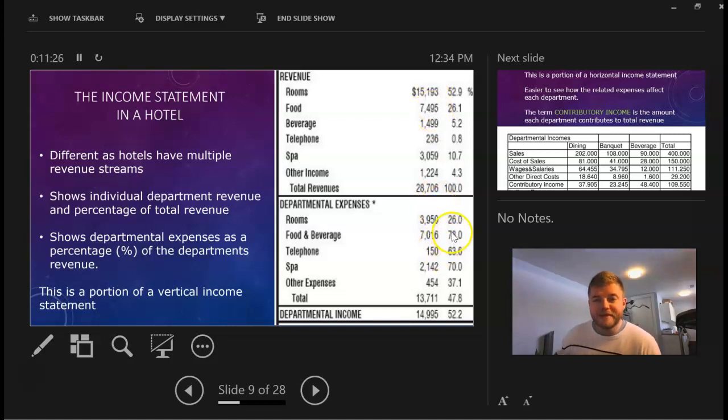Oh, I see. 78% is 7,000 of these two combined. They separated food and beverage, which is about $9,000. So 7,000 is 78% of the total of 9,000 of food and beverage. That makes more sense. And then you have telephone, you have spa. Again, spa is a pretty high expense. 70% of the spa revenue is already taken up.